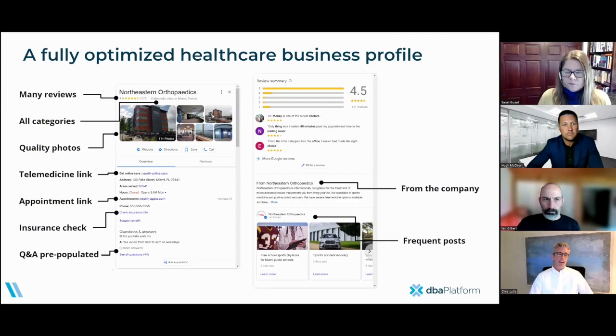So I'm going to show what a fully optimized healthcare business profile might look like. And I had all these nice animations in there, but I lost them somehow along the way. So I apologize. You have to go with it old school.